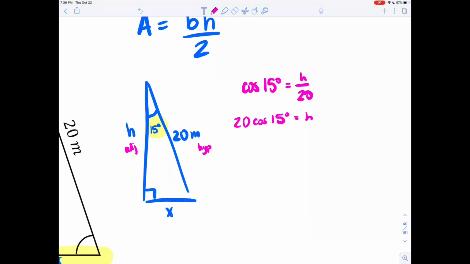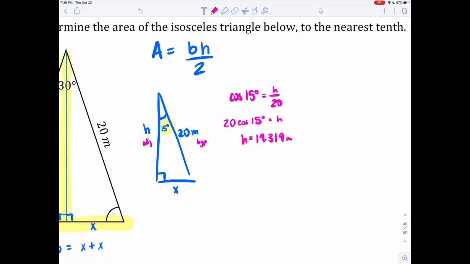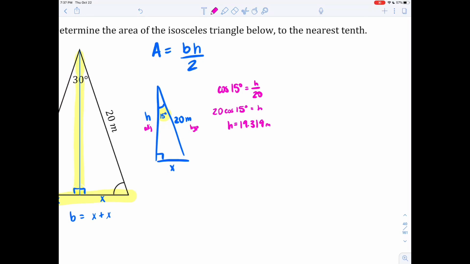And when I put that into my calculator, I end up with h being 19.319 meters. I'm going to keep a couple of extra decimal places, because if I want to round my answer to the nearest tenth and I round too soon, I might introduce error into my calculations down the road. So I always like to keep at least 2 more decimal places than what my final answer requests. So I found the height.